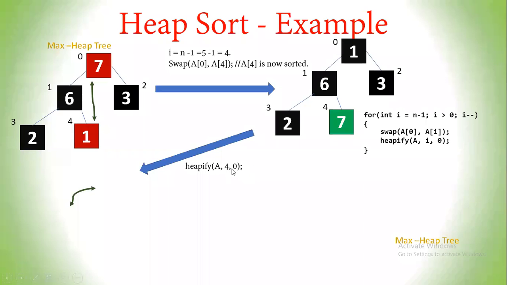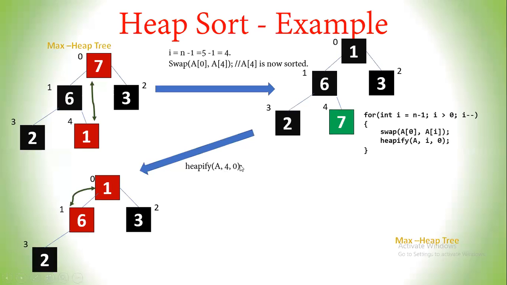So why we call this heapify A(4, 0) is because, consider this tree with black elements. This is no longer a max heap. This tree is no longer a max heap because we exchanged. Previously this was a max heap tree. Now this is no longer a max heap tree. We need to convert this again into a max heap tree before we come back and swap again. So we call heapify for the root node of this resultant tree. The resultant tree is this, with the last element removed. Right? So what will happen? We call heapify for the root node.